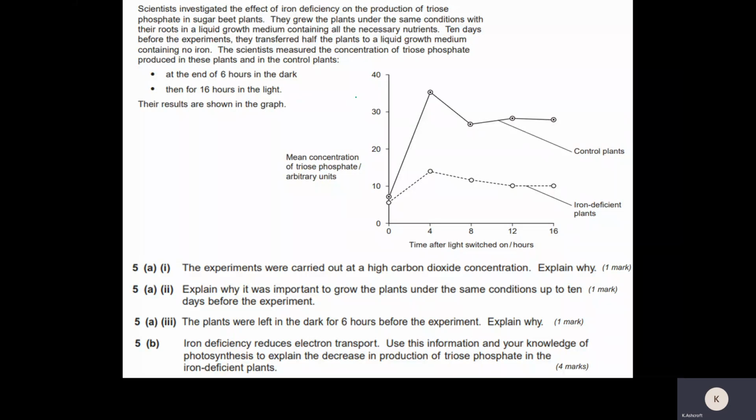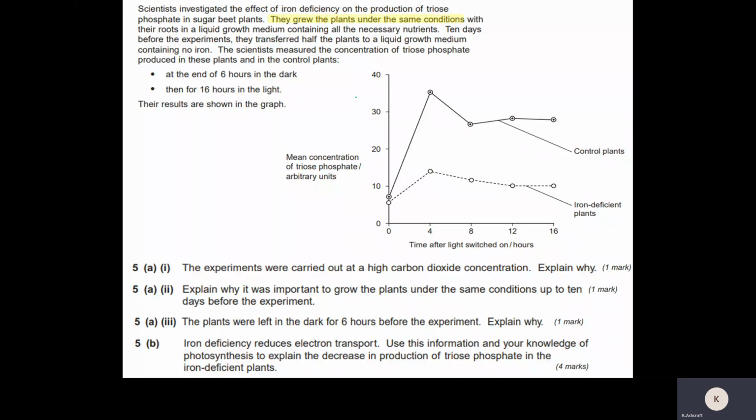They also have on the x-axis the time after the light is switched on. So it goes up in 4-hour increments. So what they've done is to measure the mean concentration of triose phosphates from the time the light was switched on, time point 0, then after 4 hours, then 8, then 12, then 16 hours. And we can see there's 2 groups here. There's a control group, and there's also an experimental group. So let's go back into the information at the top and see what they tell us.